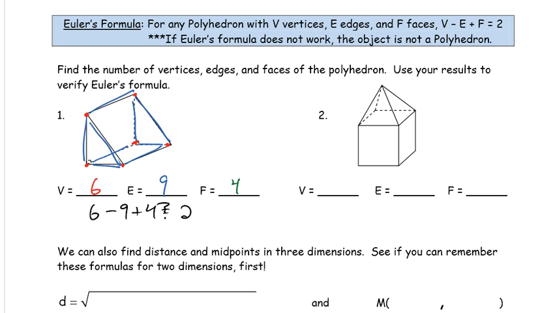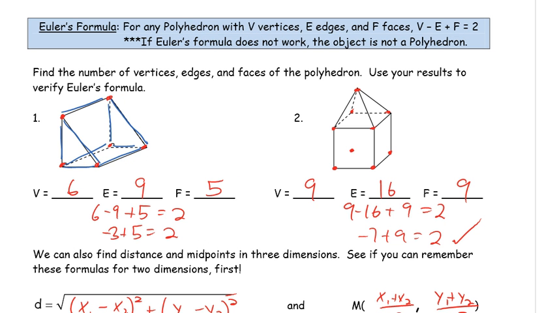Well, 6 minus 9 is -3. Plus 4, does that equal 2? Well, -3 plus 4, is that 2? And no, it's not. So it's not a polyhedron.